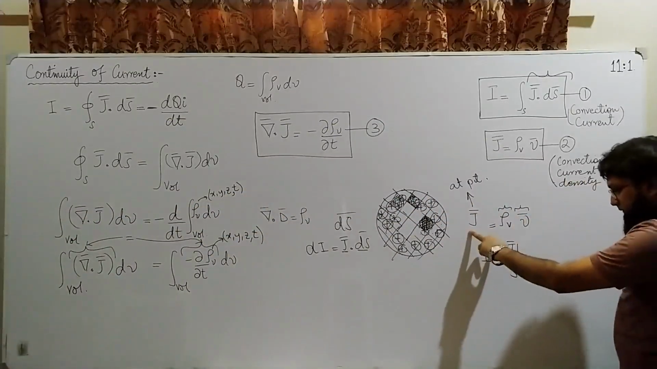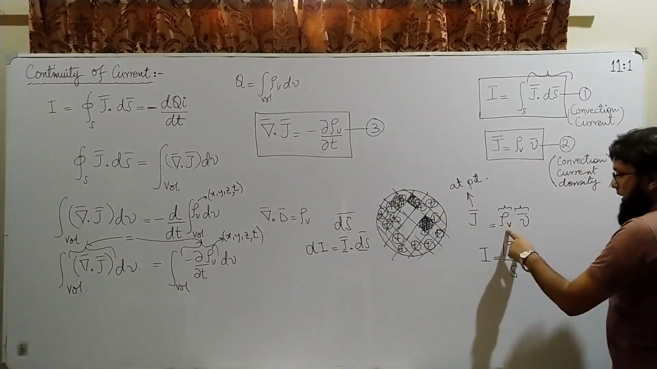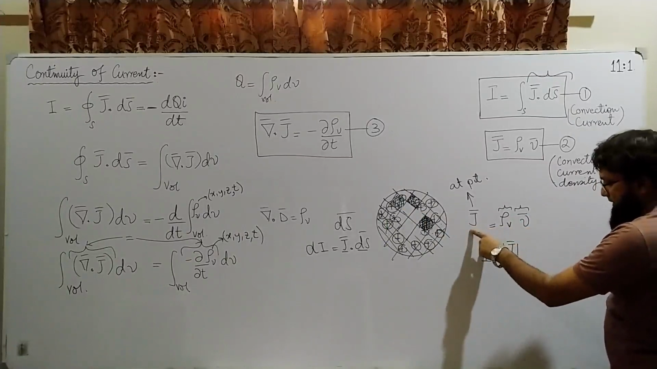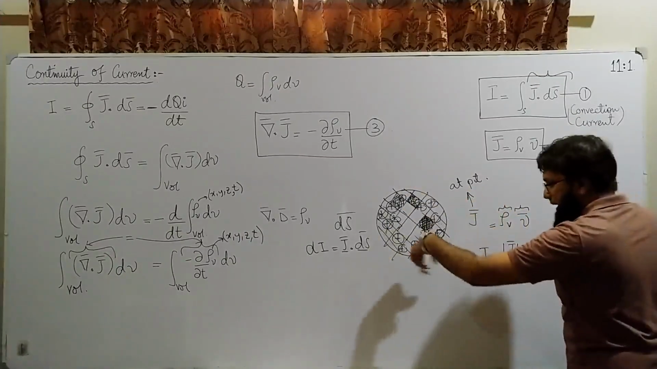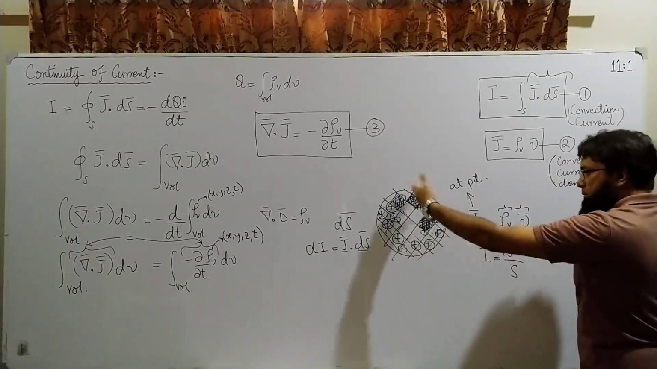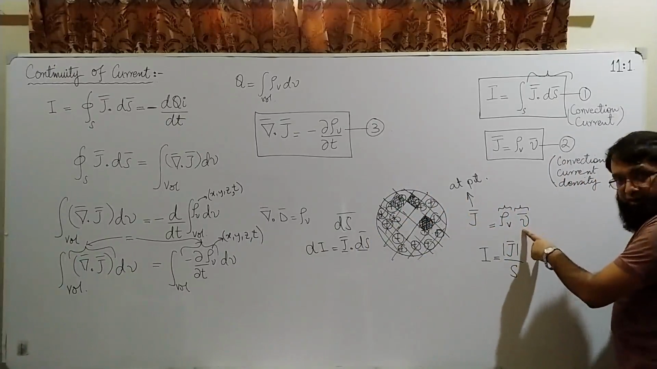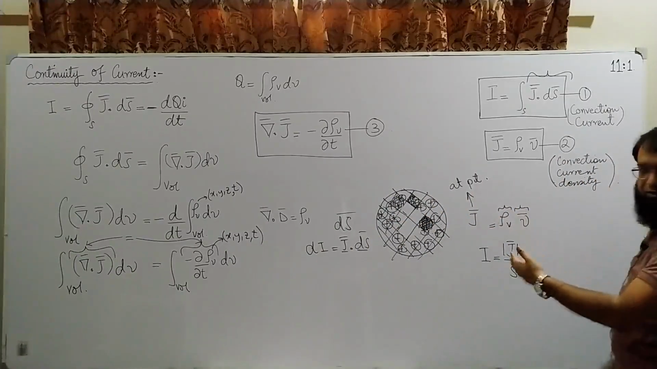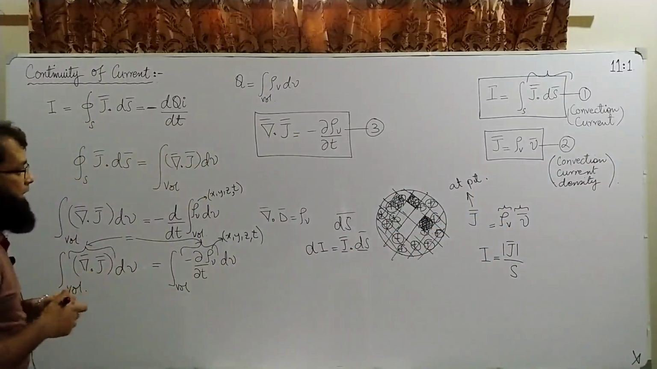Okay, so the higher the charge density, the higher the current density. Or if the charge density is constant, let's say 4 microcoulombs per meter cube, but you increase the velocity with which that charge density is moving, current density will be increased. So this is something which we should always remember.